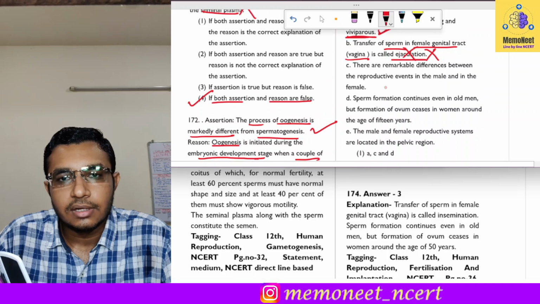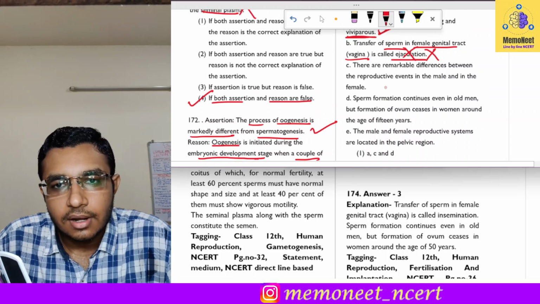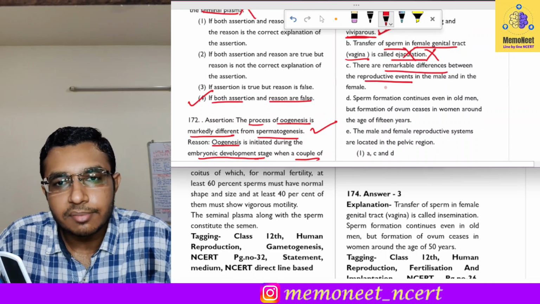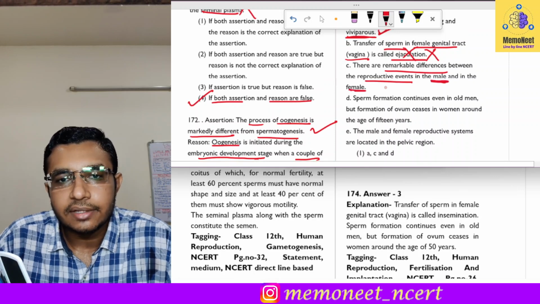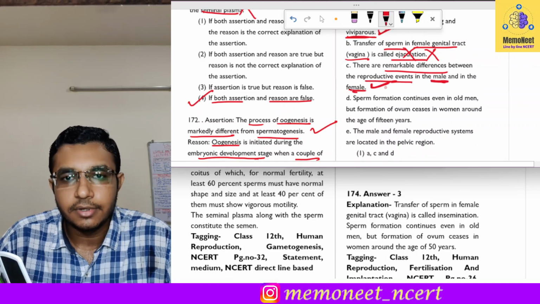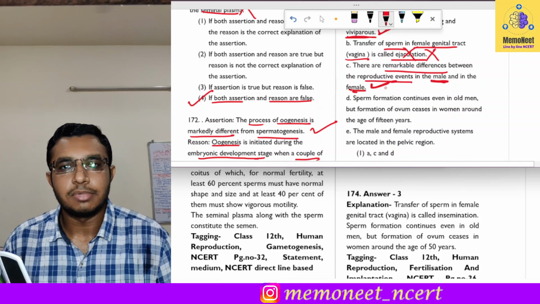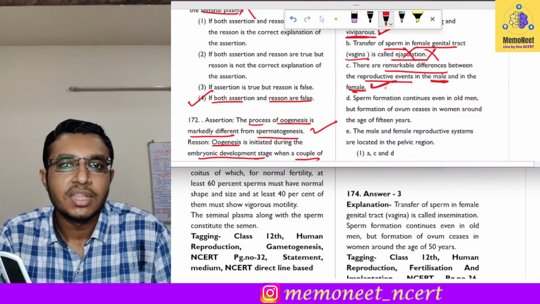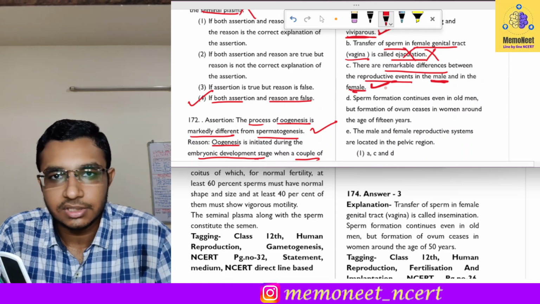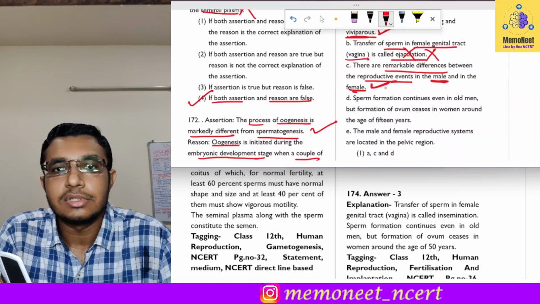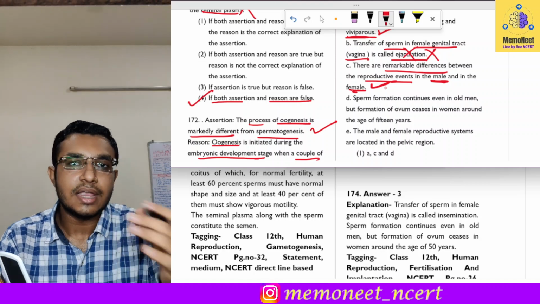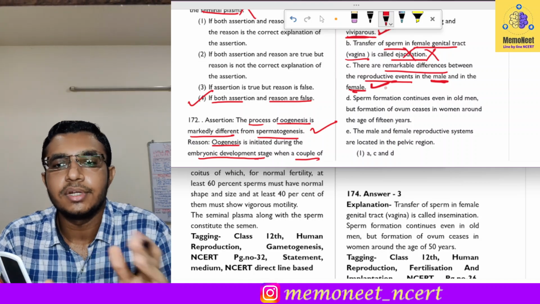Now statement C is there are remarkable differences between the reproductive events in the male and the female. So yes, this is absolutely correct. In males the reproductive cycle or the spermatogenesis begins during the puberty, but in females the process of oogenesis is started in the intrauterine life. So it is totally different.